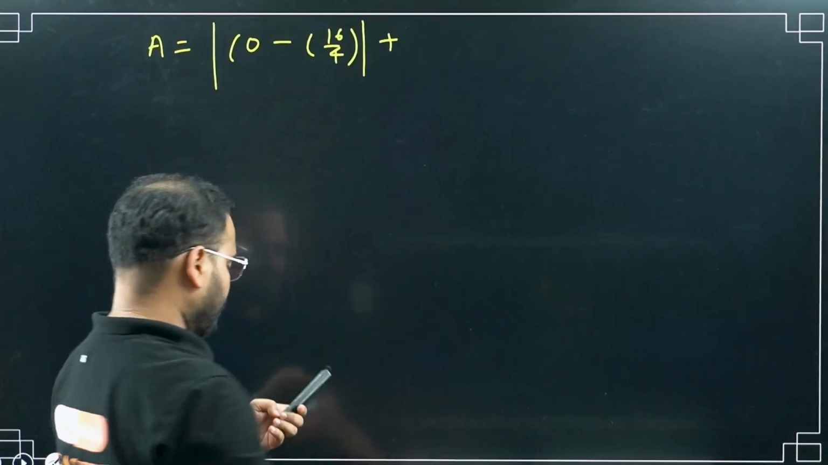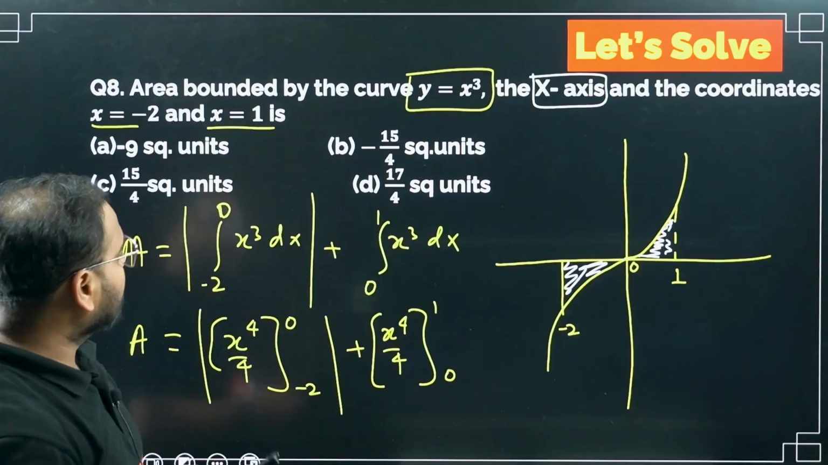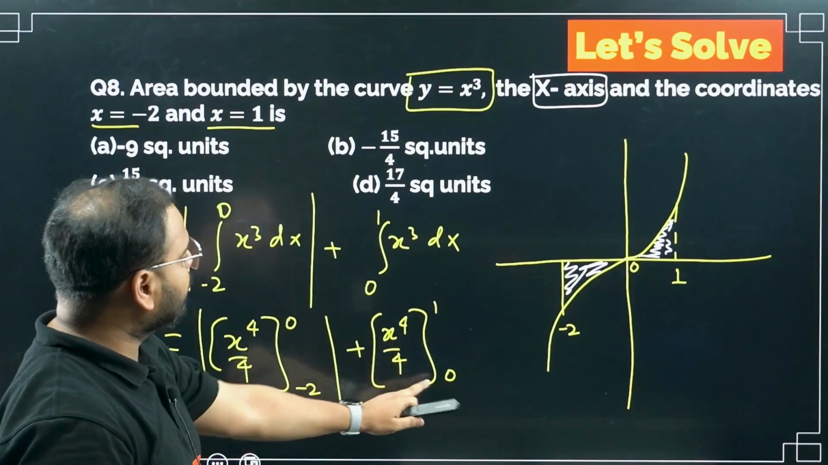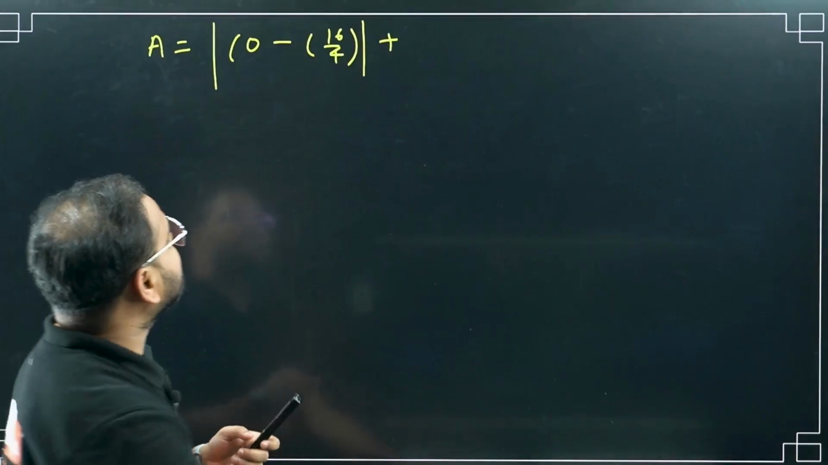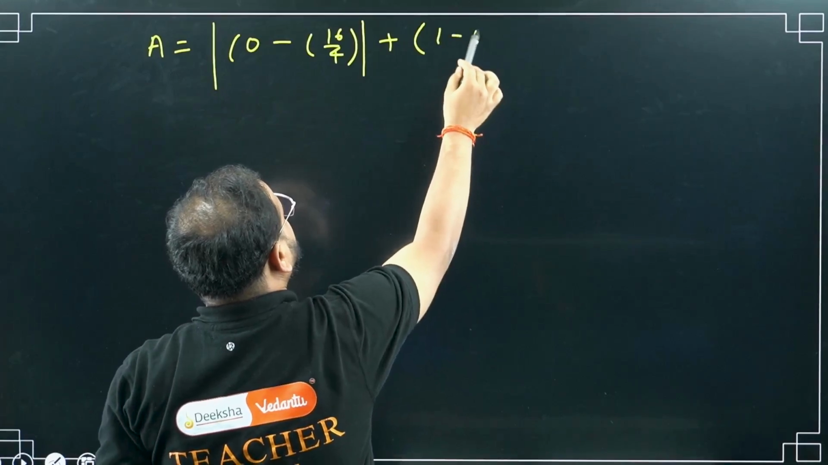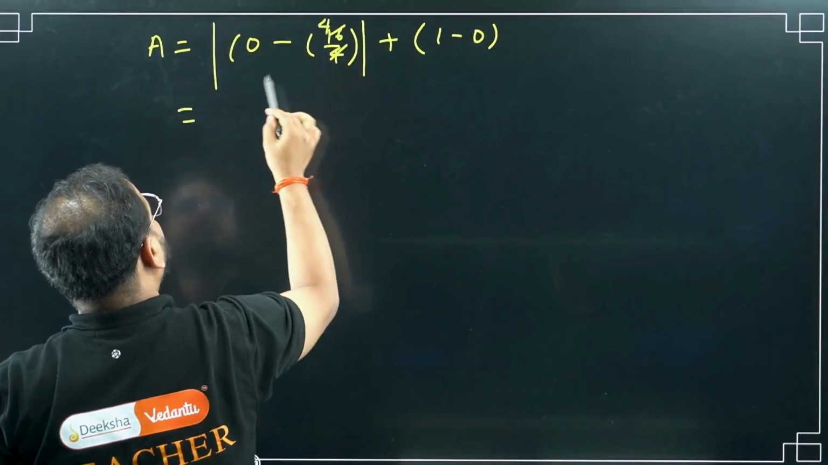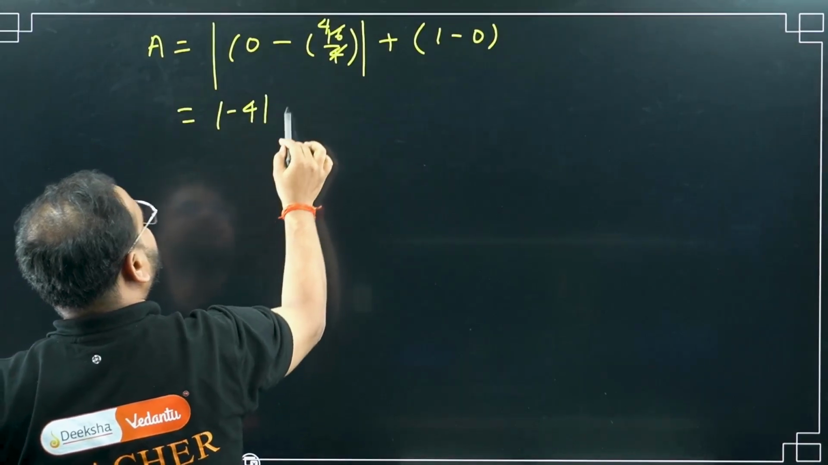Plus over here now, what is it? X power 4. So I put 1. So 1 power 4 will become what? 1 by 4, and 0 will be 0 only. So I get this as what? Simply 1 minus 0. Now have a look, what do I get? This is simply 4. So I get minus 4 with the mod, plus 1.